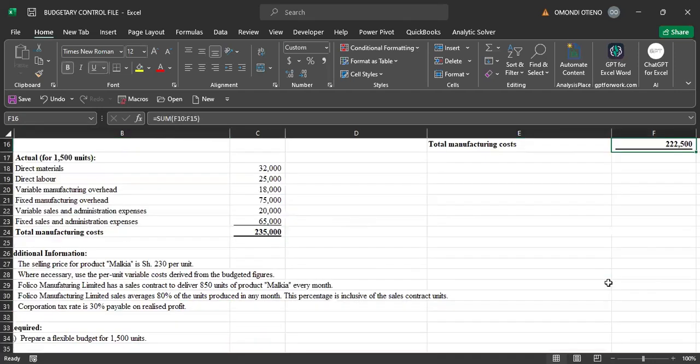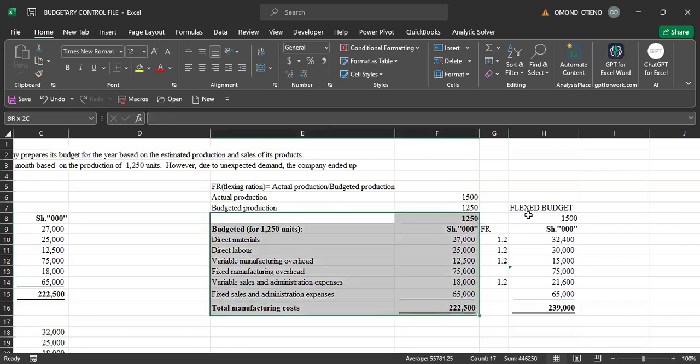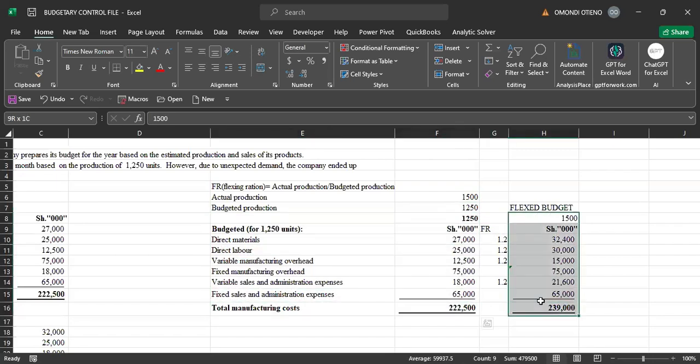So let's get to this point. Now we can compare budgeted output and actual output. Initially, we were not able to compare that because we had a budget of 1,250 units, and actual production was 1,500. So we cannot compare 1,250 and 1,500. We need to adjust the initial budget to be equivalent to actual production in terms of quantity. That's why we've adjusted it from 1,250 to 1,500 units, and the result is what we call flexed or flexible budget.